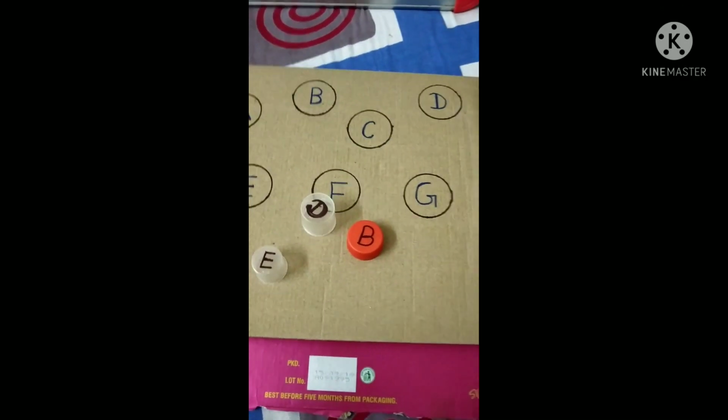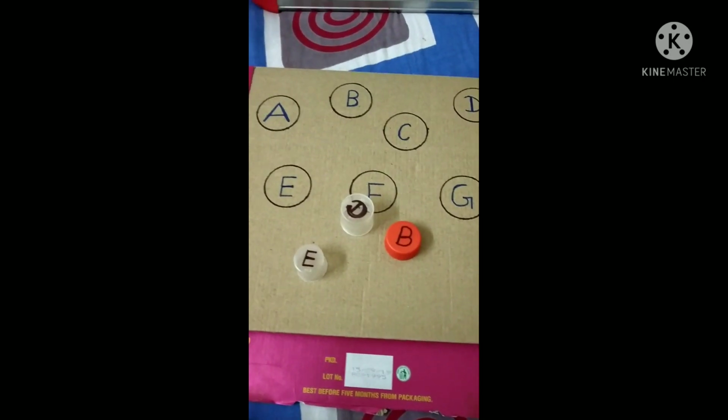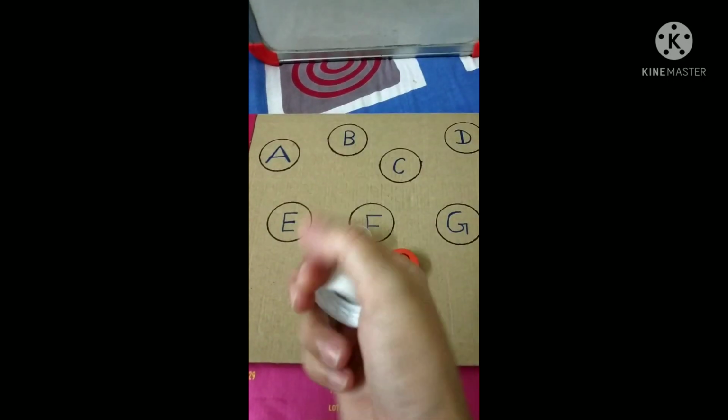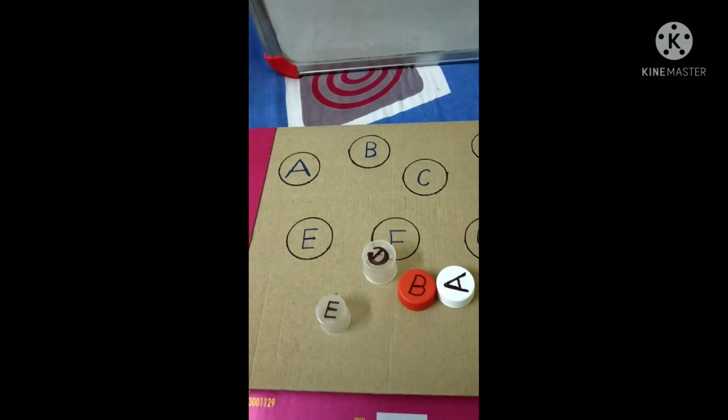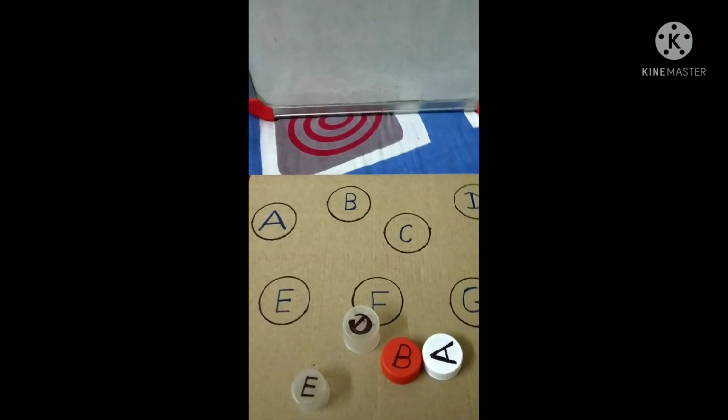So I have drawn with the cap of some waste cap, here a waste cap, these here I've used. And as you can see, I have written ABCD. So after writing ABCD, I have used some bottle caps over there, where I have written with the marker ABCD again. The kids will copy these alphabets.